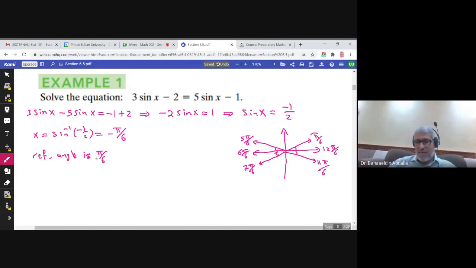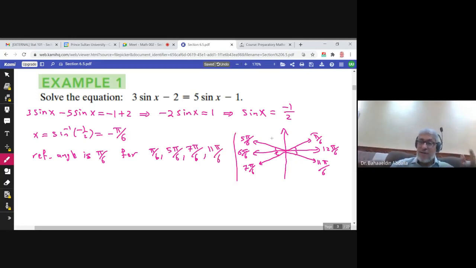So the reference angle is pi over 6, for pi over 6, 5 pi over 6, 7 pi over 6, and 11 pi over 6. And these are the angles in the first revolution, from 0 to 2 pi. I will solve this equation first from 0 to 2 pi.